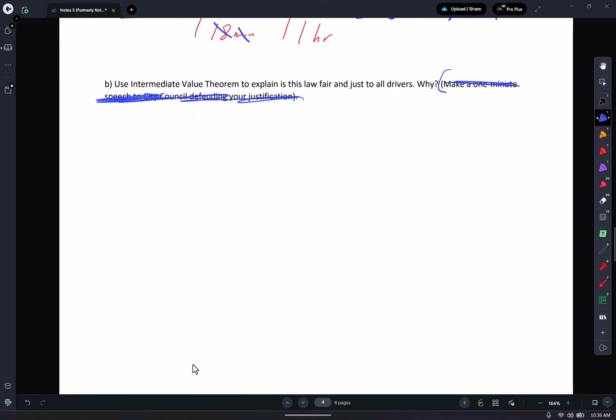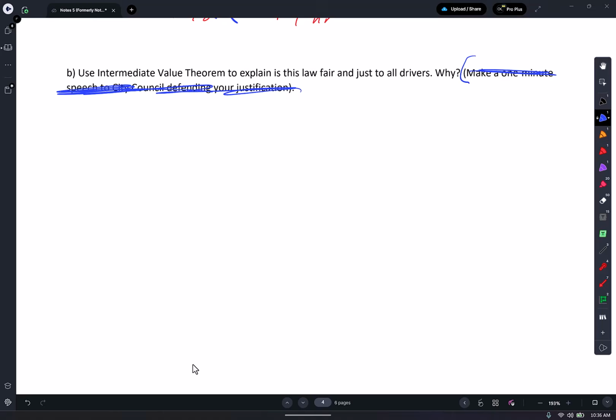All right, use intermediate. Okay, thank you, miss. But ask me, though. I still want you to ask me. All right, is this law fair and just? Yes. What are they using? What theorem are they using? Using intermediate value theorem.